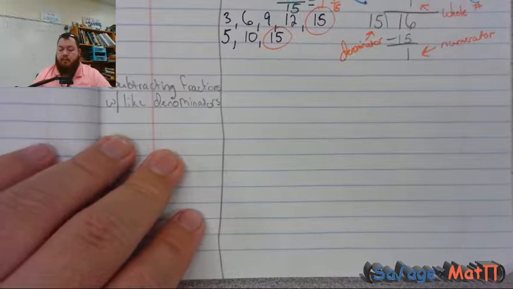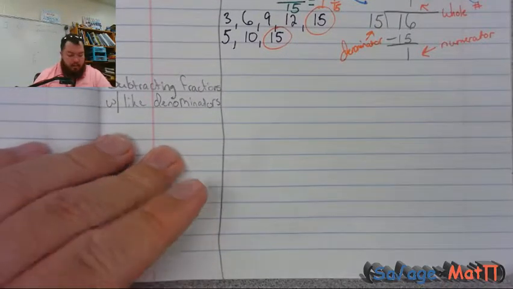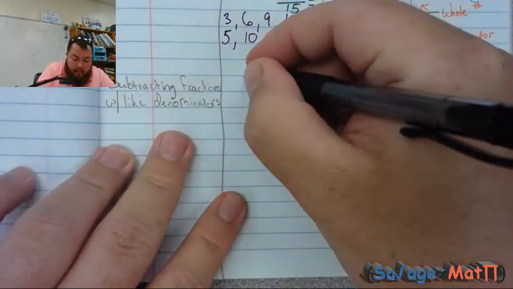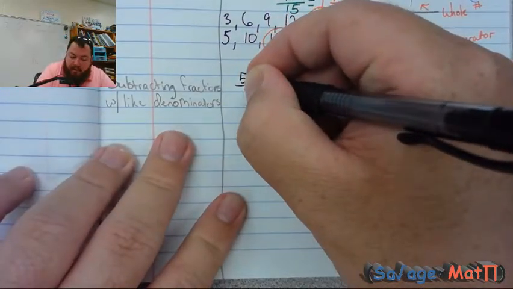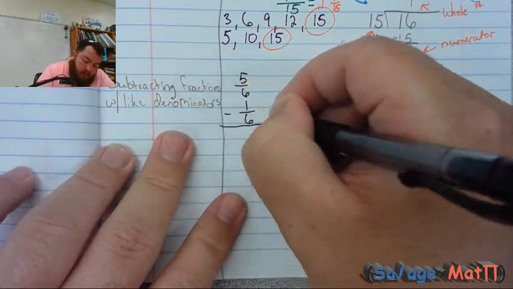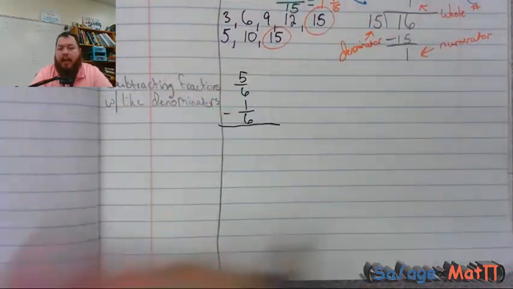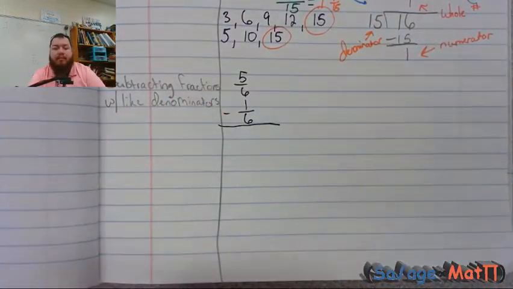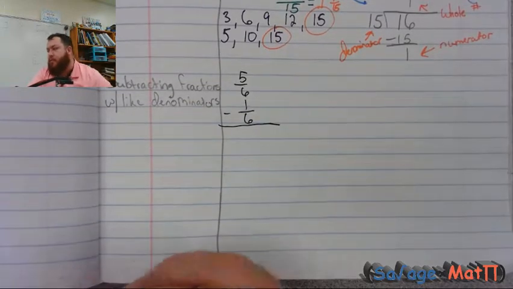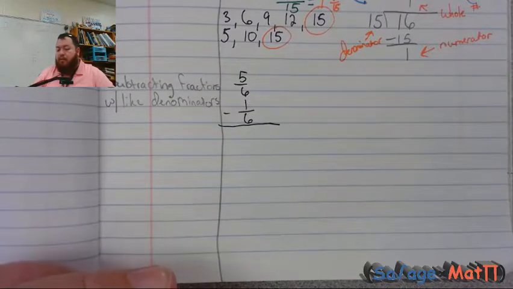Okay? And our problem is going to be, where's my pen? There we go. 5/6 minus 1/6. Okay? And we're always going to stack it vertically up and down. Just makes it really easy when we have to make equivalent fractions. Okay? And pretty much the rules we're going to use are the same as when we were adding fractions with like denominators.